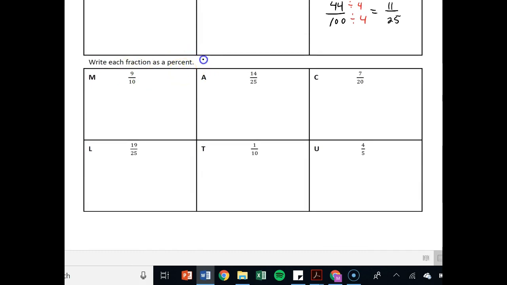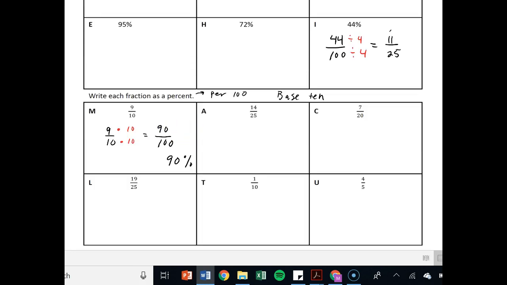So again, percent means per 100. So you want to basically make these fractions over 100, right? Right, so we have 9/10. Hopefully some of you recognize, all right, that's just going to be 90% right off the bat. But if we want to make it over 100, we multiply both by 10, because 10 times 10 is 100. In doing so, we'll get 90 over 100, which means we have 90%.